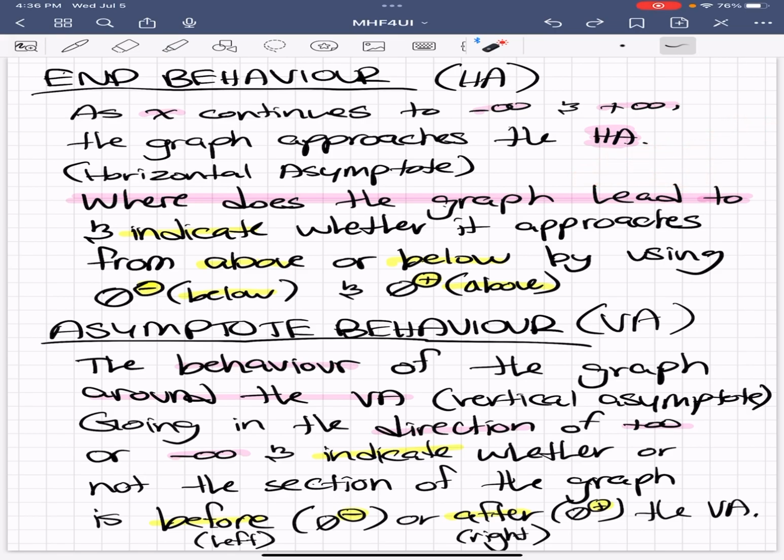And then we have asymptote behavior, and that has to do with the vertical asymptote. The behavior of the graph around the vertical asymptote going in the direction of positive infinity or negative infinity. And indicate whether the section of the graph is before or after the VA, and you use this negative symbol or this positive symbol. So that's left of the VA or right of the VA. And I'll show you what this means with the base function rational graph 1 over x.